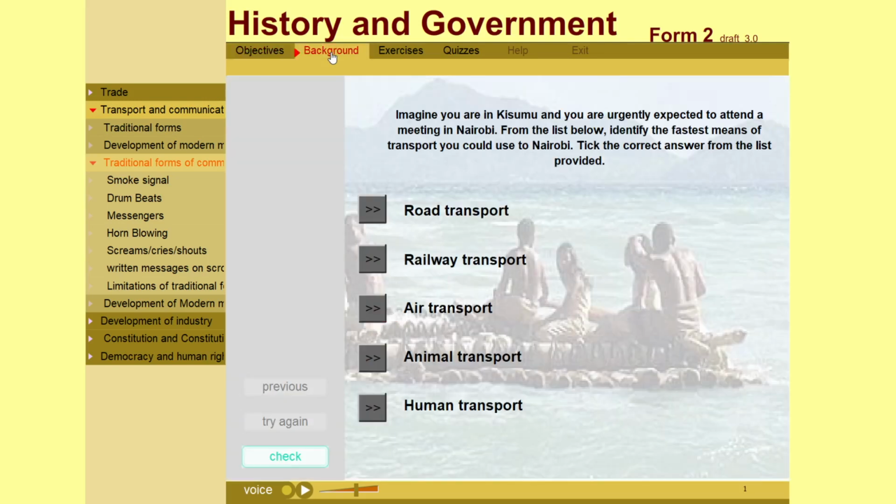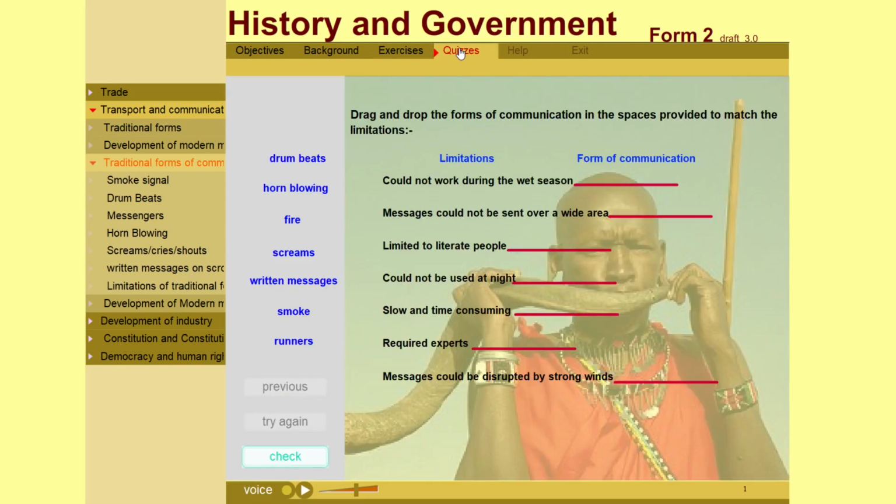The exercise provided will help you remember what we learned in the previous lesson. Try out the following exercise. Match the limitations provided with the correct form of communication.